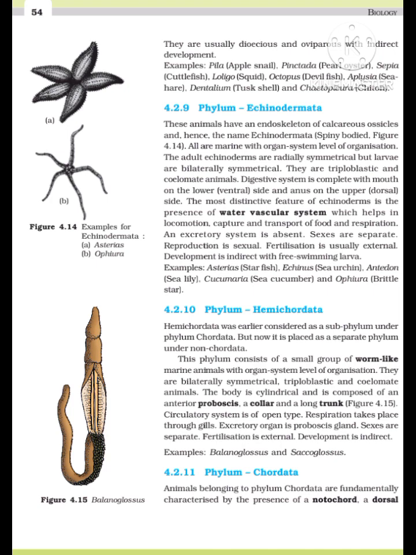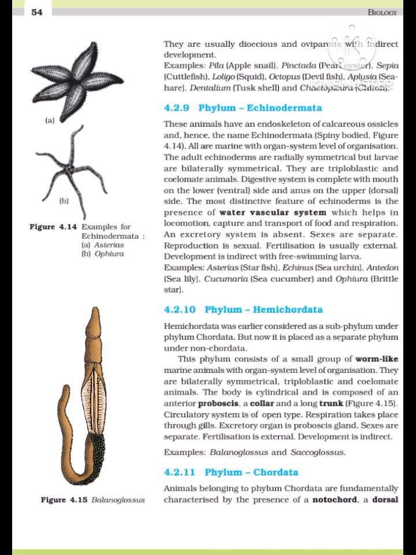Figure 4.15. Circulatory system is of open type. Respiration takes place through gills. Excretory organ is proboscis gland. Sexes are separate. Fertilization is external. Development is indirect. Examples: Balanoglossus and Saccoglossus. 4.2.11 Phylum Chordata. Figure 4.15 Balanoglossus.